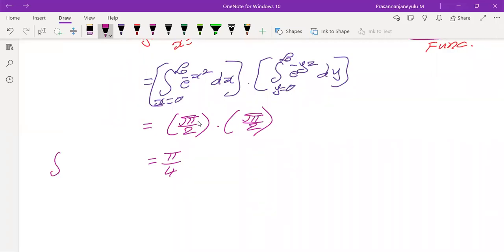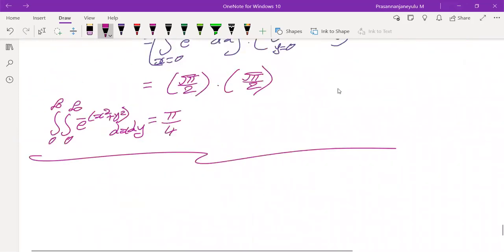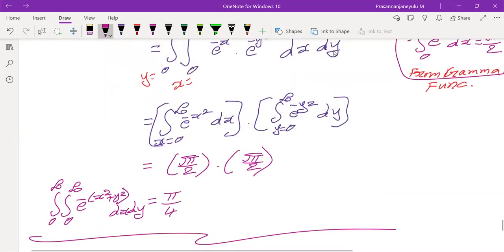So the double integration of the same problem we will do in 2 more situations. We'll see whether in those cases we get the same answer or not. If you are unable to remember this formula, integral 0 to infinity e power minus x square dx equals root pi by 2, then you can also do it using our next procedures. Are there any doubts here? You can ask.